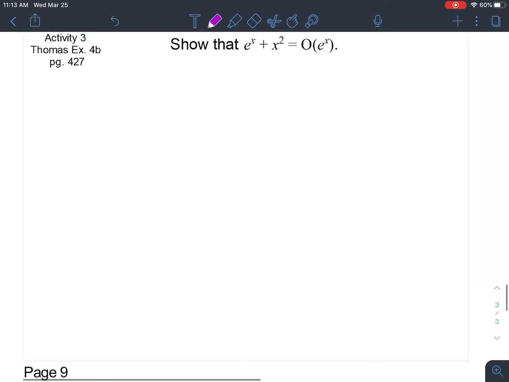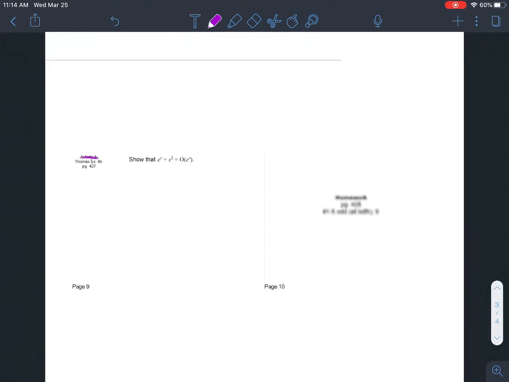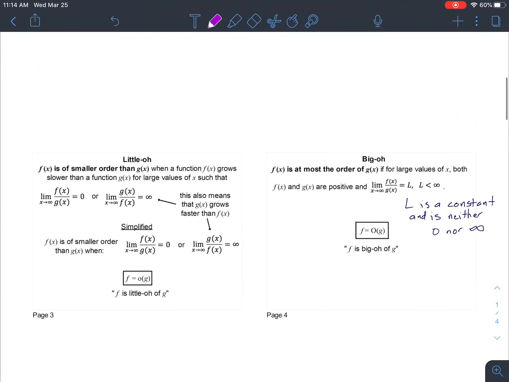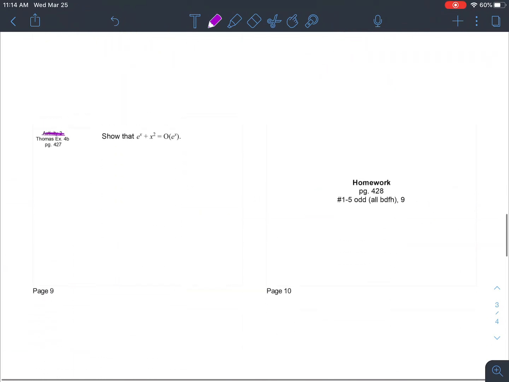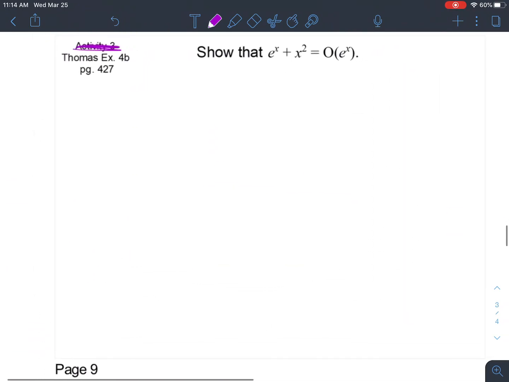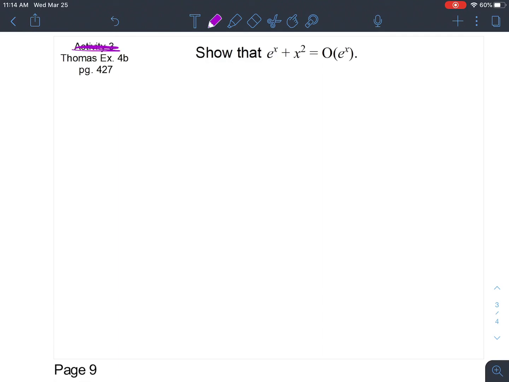All right, now we're switching gears. So this time we want big O. And I know it says activity, I actually should demonstrate to you how to do this. So I'll do it. Going back to our definition from earlier, when we are trying to show big O, we want to show that L is a constant and it is neither 0 nor infinity. So that's what we're going to be looking for here, that we want to be able to get some sort of constant.